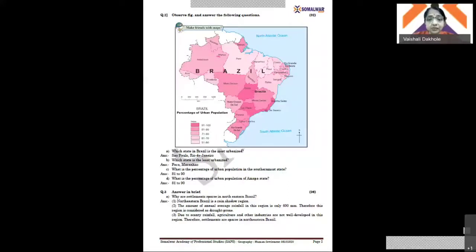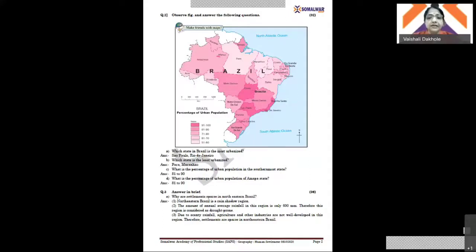Now, which is the southernmost state in Brazil? First, you have to identify that state, and that is Rio Grande do Sul. That is the southernmost state in Brazil. Santa Catarina, and to the south of Santa Catarina, you can see Rio Grande do Sul.